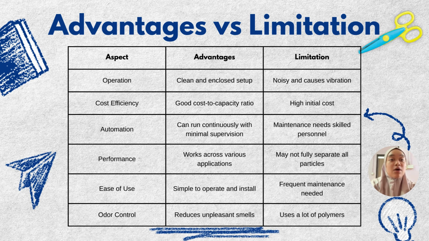Last but not least, odor control. During sludge treatment, centrifuges can help reduce unpleasant smells by efficiently separating water from waste. This makes the process more bearable and sanitary. On the downside, they often require a significant amount of polymers, which can increase cost and waste.